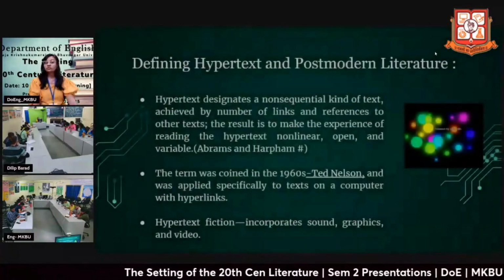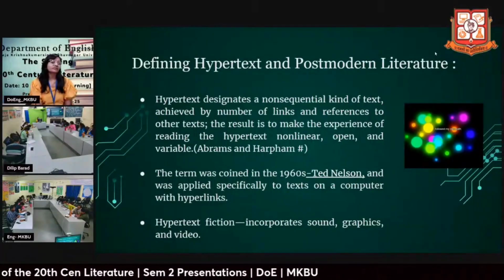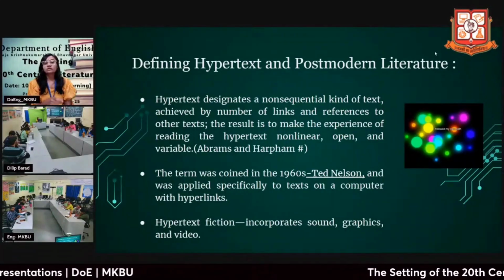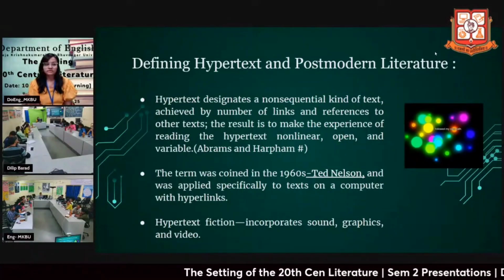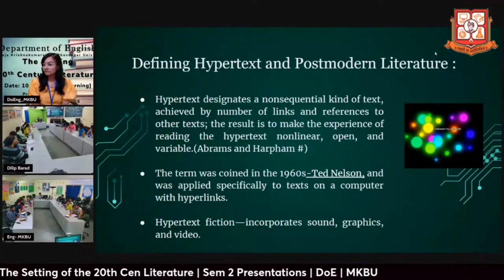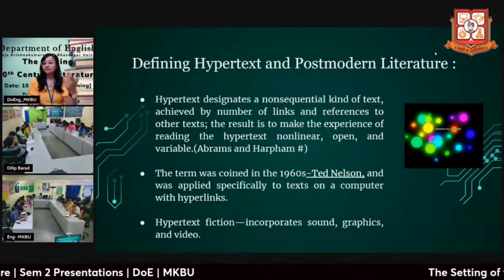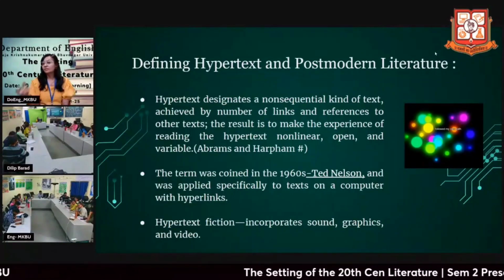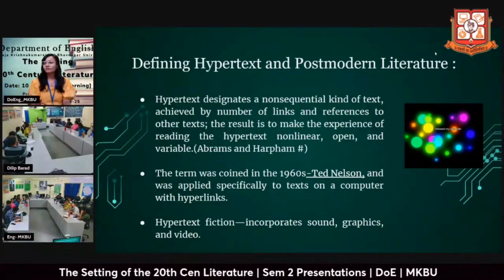Now, this leads to hypertext. According to M.H. Abrams in A Glossary of Literary Terms, hypertext designates a non-sequential kind of text achieved by a number of links and references to other texts. The result is to make the experience of reading the hypertext non-linear, open, and variable. So he gave this definition of hypertext, and he also elaborated these elements, like links, which are references, and open and variable.